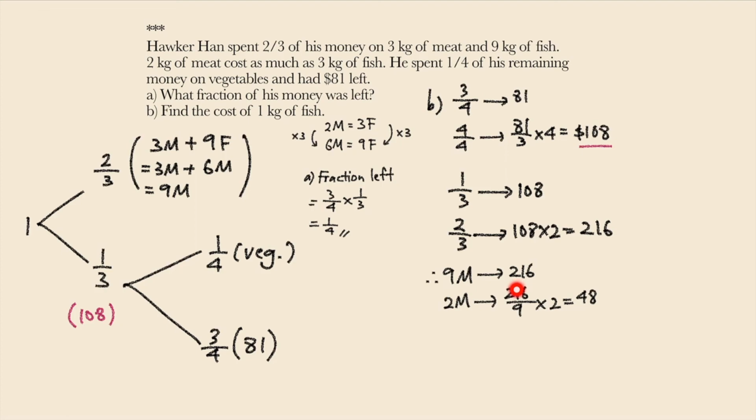Why is that useful? I can therefore say 9M, 9 kg of meat, costs 216 actual dollars. Looking at this, we're interested in 1 kg of fish though. So having found 2 kg of meat being $48, doesn't that mean 3 kg of fish costs the same as 2 kg of meat, which means 3 kg of fish cost $48? So that's the equation I would use, and therefore 1 kg of fish would be 48 divided by 3, $16.